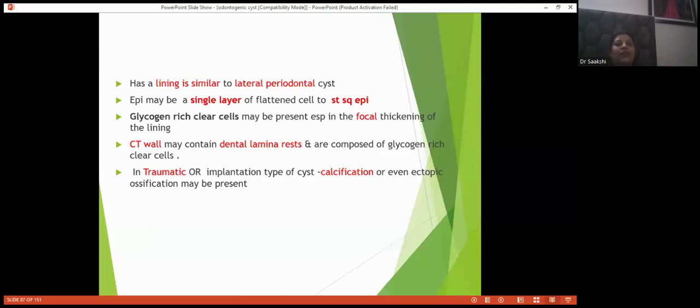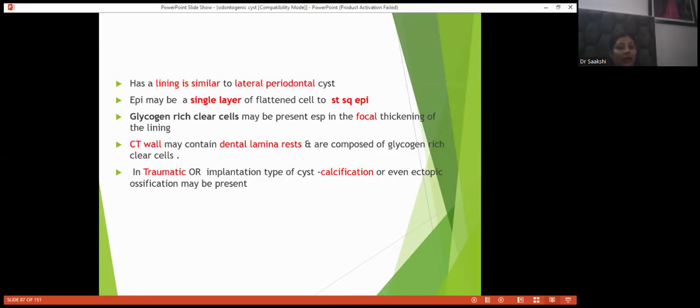Now it has a lining similar to the lateral periodontal cyst. Epithelium can be a single layer of flattened to stratified squamous epithelium. You will see glycogen-rich clear cells which may be present especially in the focal thickening of the lining. Then the connective tissue wall may contain dental lamina rests and they are composed of glycogen-rich clear cells.